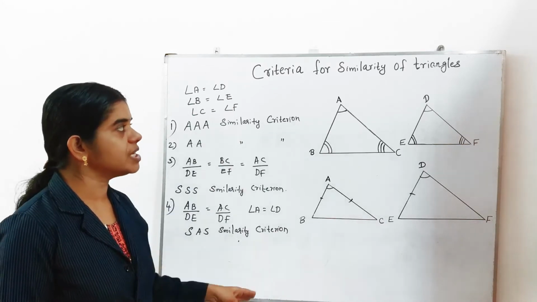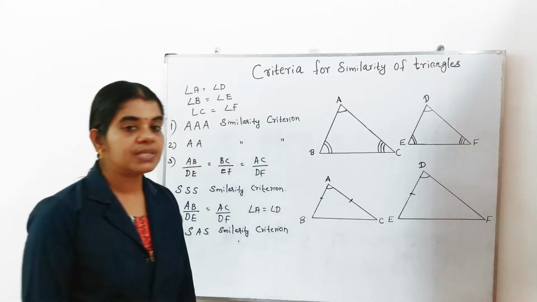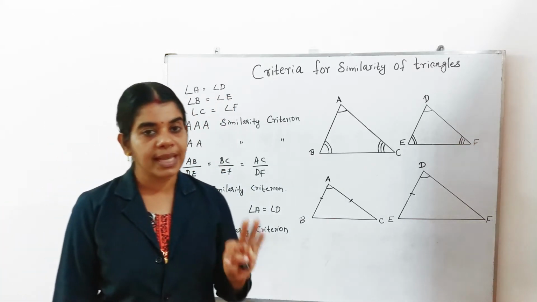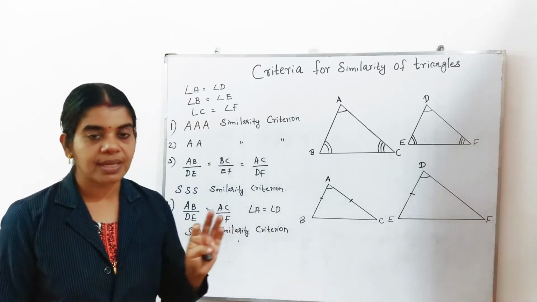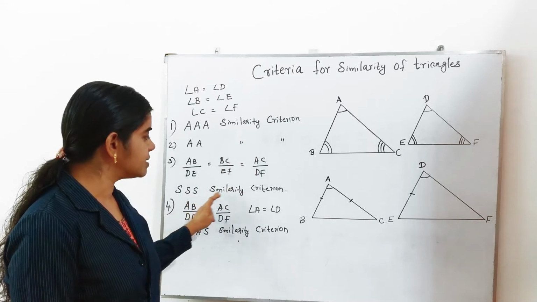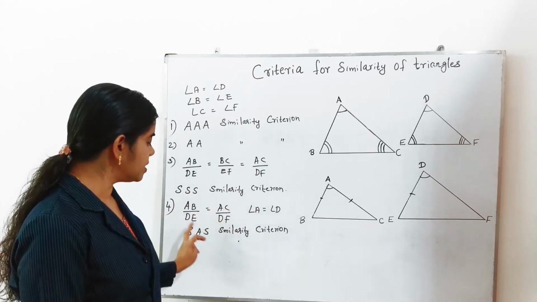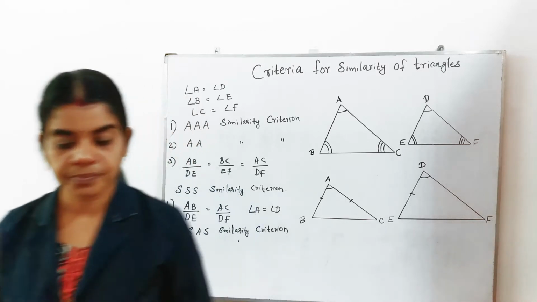These are the criteria for similarity of triangles. Which are the criteria? AAA similarity criterion, third one SSS similarity criterion and fourth one SAS similarity criterion.